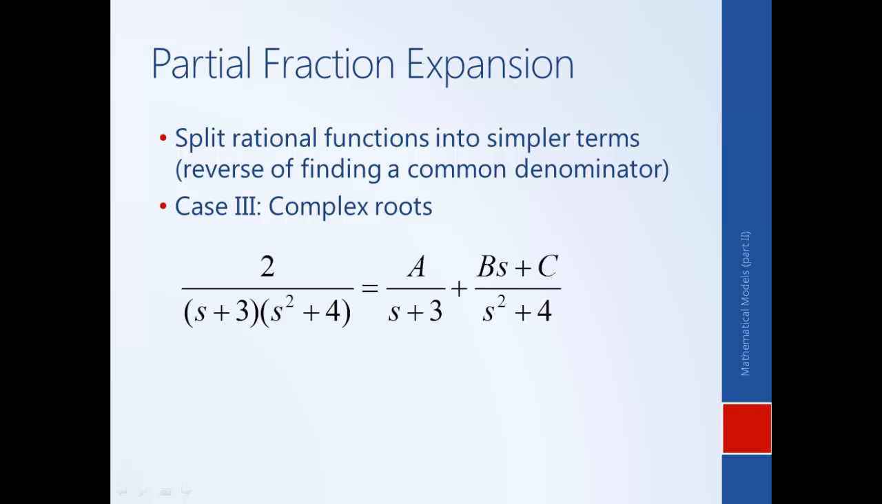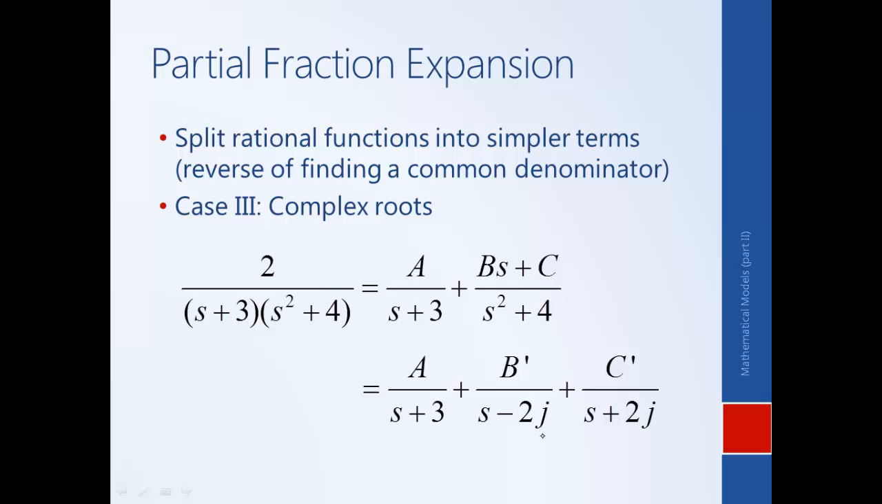One is when we have complex roots, or in other words, a quadratic that cannot be factored into real roots. When we have this form, which is the form we had in the previous example, the simple root will have a numerator that's just a constant. The quadratic denominator will have a numerator that's a linear function, b times s plus c in this case. We can also express this by factoring this s squared plus 4 into its factors, a part with negative 2j and a part with positive 2j. This is an example of what we will call case 1.